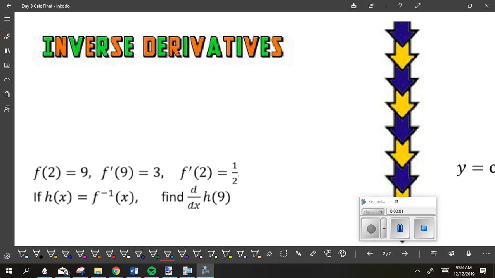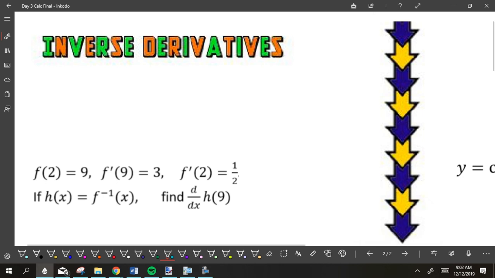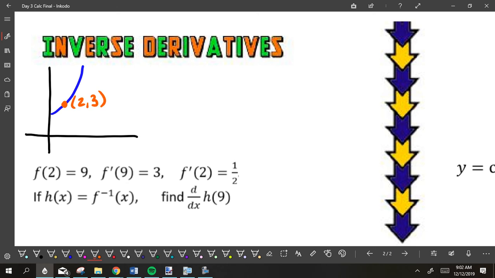All right, we're doing inverse derivatives. So a quick reminder of what this means. I want you to draw or look at a visual. You don't need to draw this picture, but I'm going to show you again what this is. If you had a graph like this, and this ordered pair was (2, 3), the inverse of that graph would be a graph that looks like that.